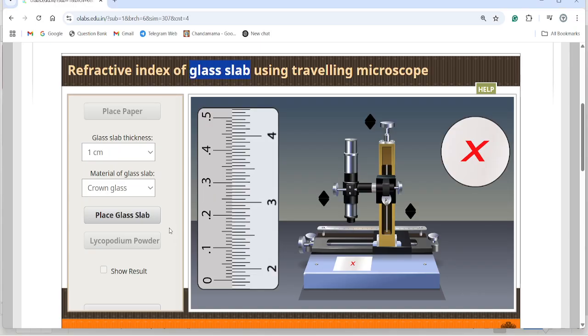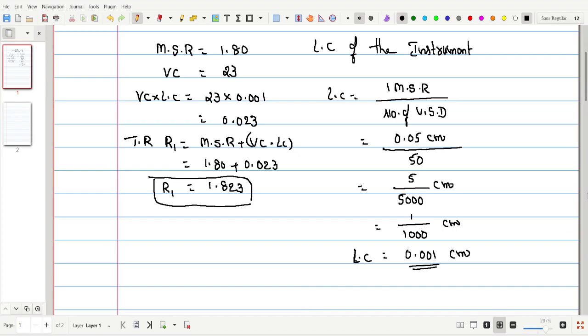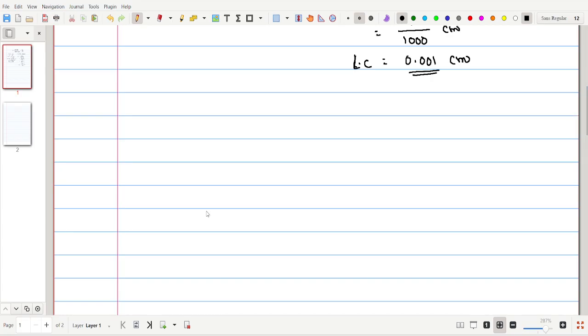Now, once you find R1, you need to place the glass plate also. See, I am clicking to place the glass slab. I place the glass slab. As and when I place the glass slab, the mark becomes blurred again. Now, in this case, we find R2. So now see what the situation is. Once the arrow mark is there, that is the R1 I took. R1 is without the glass slab.